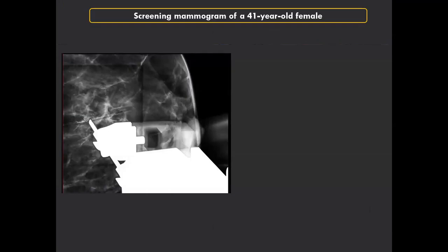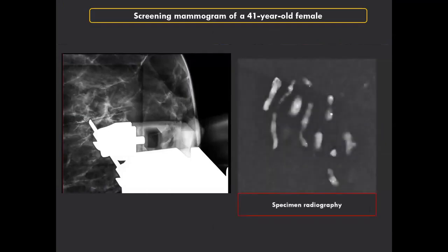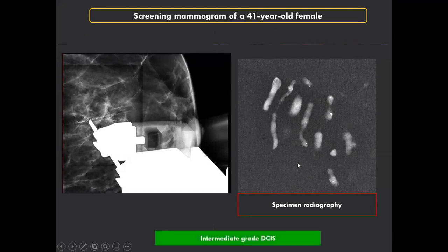A stereotactic biopsy was performed, and for these subtle lesions, when you take a biopsy, you should image the biopsy cores to make sure that they include the microcalcifications that you have seen on the mammogram. A biopsy was taken and the excision was performed, and it revealed an intermediate grade DCIS.